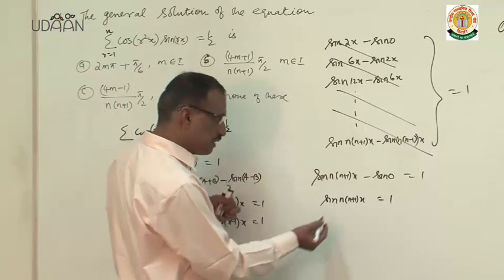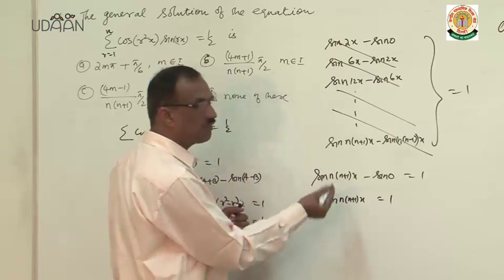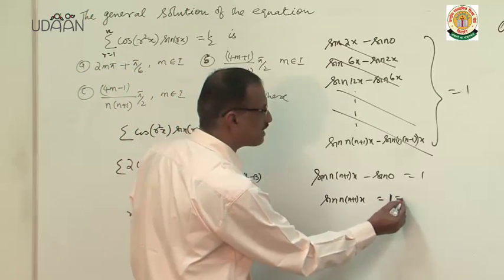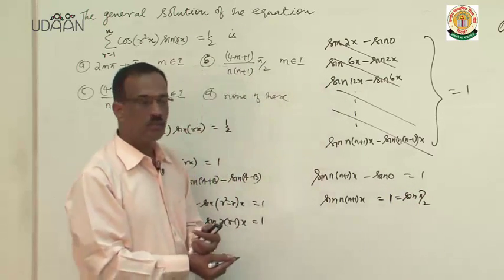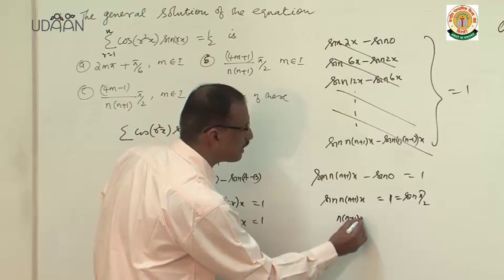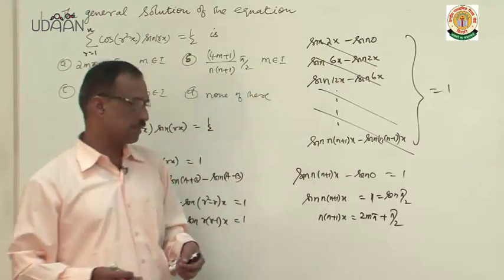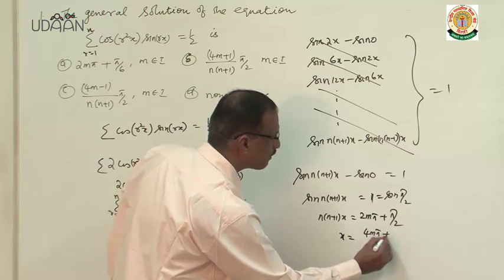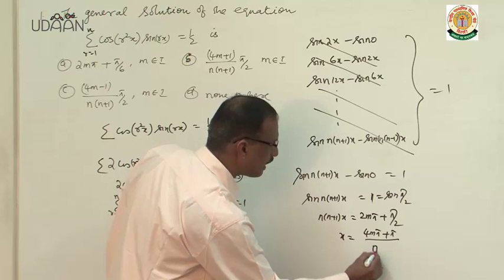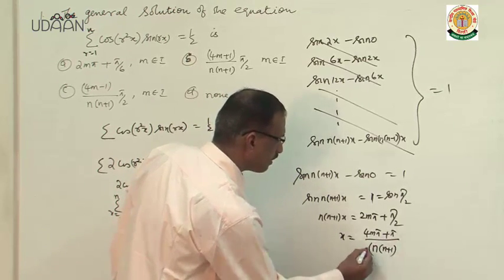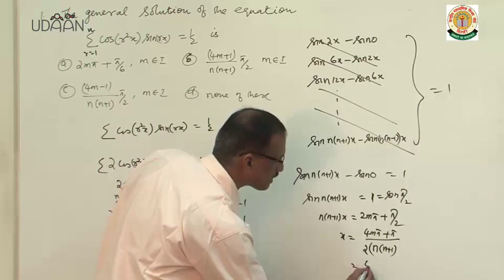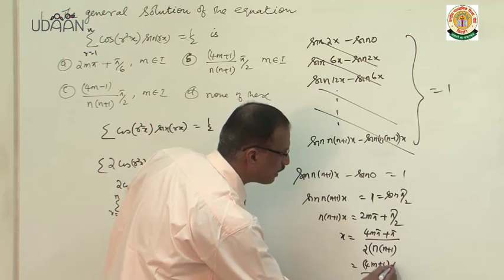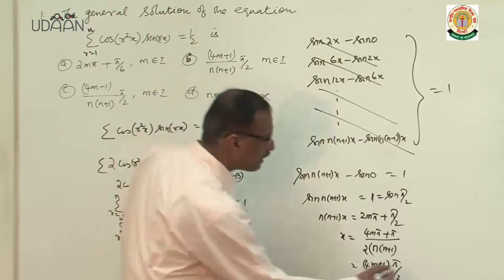Now, sin of n into n plus 1 x equal to 1 means what is the value of x? We have to find the x value. Since 1 equals sin pi by 2, we know that n into n plus 1 x equals 2m pi plus pi by 2. Now we want only x. If you take LCM here, it is 4m pi plus pi divided by n into n plus 1 by 2. Or you can write this as 4m plus 1 upon n into n plus 1 times pi by 2, where m belongs to I.